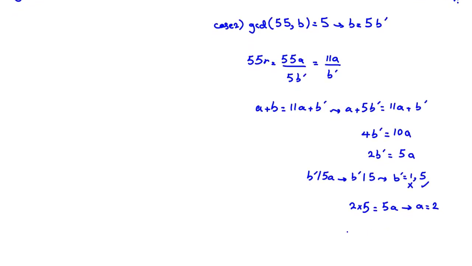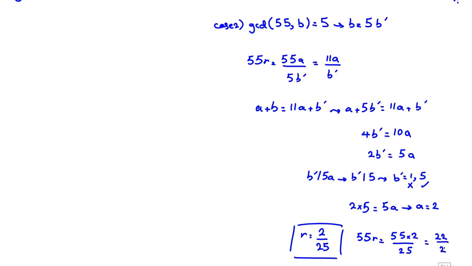Now in this case, R is A over B, which is 2 over B prime, which is 5. And B was 5B prime, so 5 times 5 is 25. So the first fraction we found is this; you can check that 55 times R will be 55 times 2 over 25. If you divide both numerator and denominator by 5, it is 11 times 2, 22, over 5. So the sum of numerator and denominator here is 25 + 2 = 27, and here also 27.